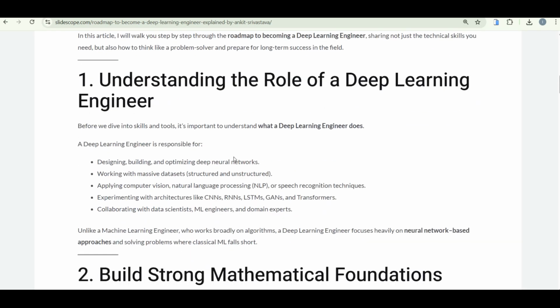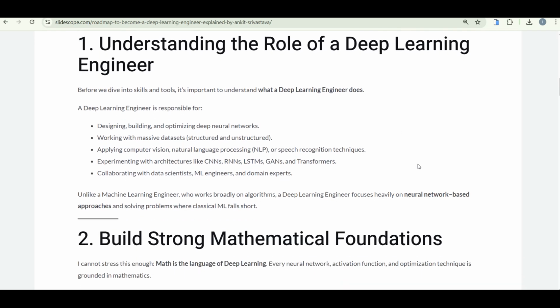First task is understanding the role of a deep learning engineer. Before we dive into skills and tools, it's important to understand what a deep learning engineer does. A deep learning engineer is responsible for designing, building, and optimizing deep neural networks, working with massive datasets, structured and unstructured, and applying computer vision, NLP, or speech recognition techniques, experimenting with architectures like CNN, RNN, LSTMs, GANs and transformers, collaborating with data scientists, ML engineers, and domain experts.